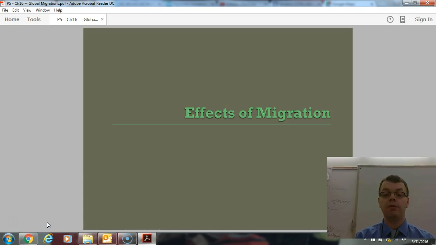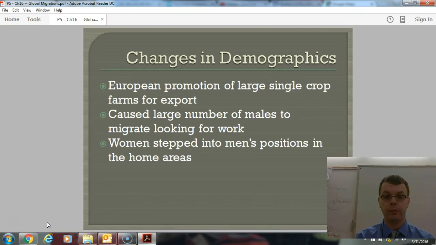Let's look at some of the effects of migration. Migration will make a big change in demographics. Whenever we talk about demographics, we're really talking about the population and the people, where they live. The European promotion of large single crop farms for export will bring in a lot of people moving around the world. When we talked about the labor forces from African slavery, many of the African slaves were working in fields like sugar and tobacco. As this era moves on, many of them will be replaced by Indian labor, especially in places like Guyana, South Africa, Fiji, etc.